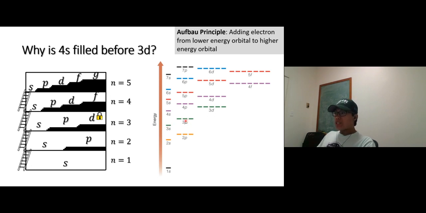Now, we're supposed to go to 3d, but the energy level of 4s is slightly lower than that of 3d. That's the reason why you have to fill out the 4s first before you go up to 3d. That's the only reason. The locked door thing is not a real thing. It's just an analogy, but the real reason is the energy level of 4s is lower than 3d. That's why we fill out the 4s first before we go up to 3d.